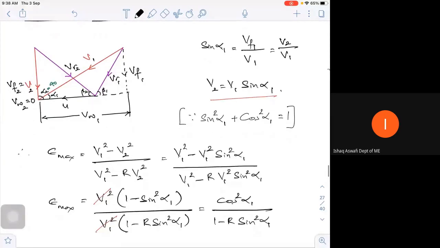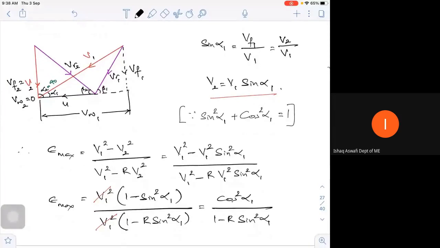Whatever we know actually, the epsilon max. Epsilon max is what actually? It is the optimal value. See, this is your optimal value for a minimum value of V2. See, epsilon max I am going to get for a minimum value of V2. When am I going to get a V2 minimum?